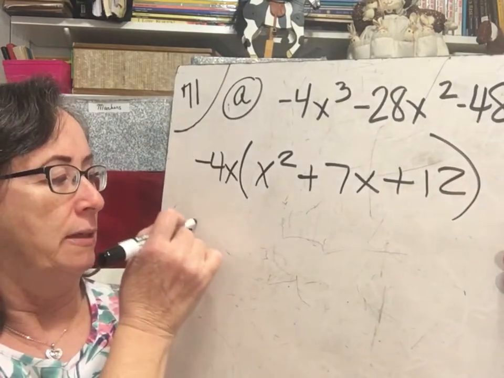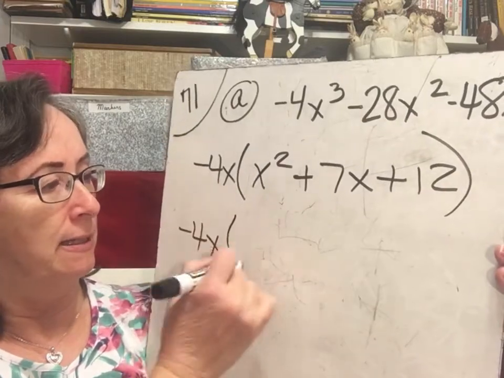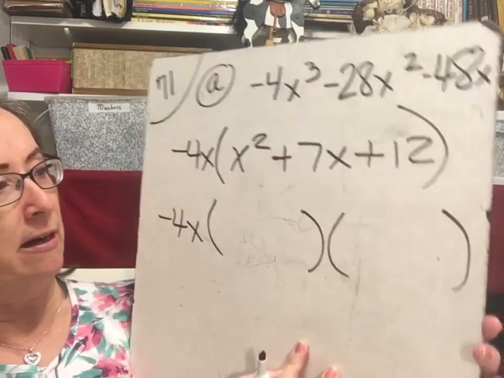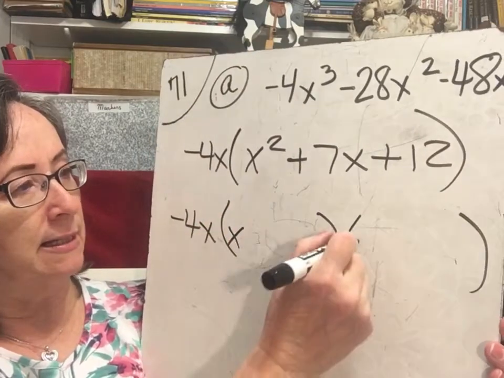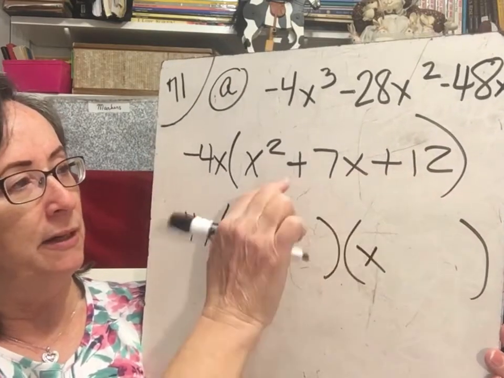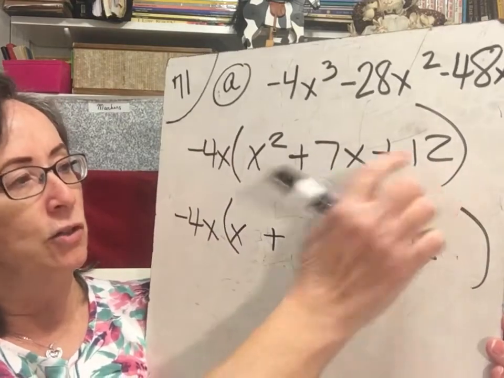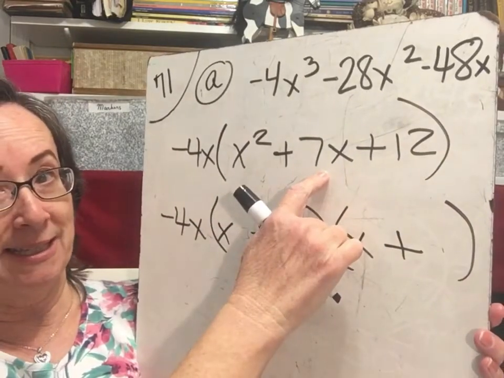So now keep your negative 4x. Write your little unfoil parentheses there. Plug in your x and your x. Positive, positive means same sign, both positive. 12. So this one is a sum.